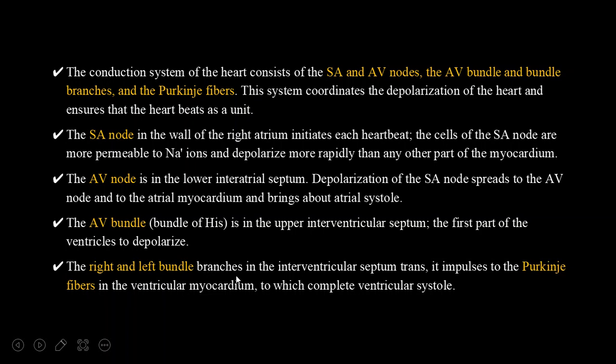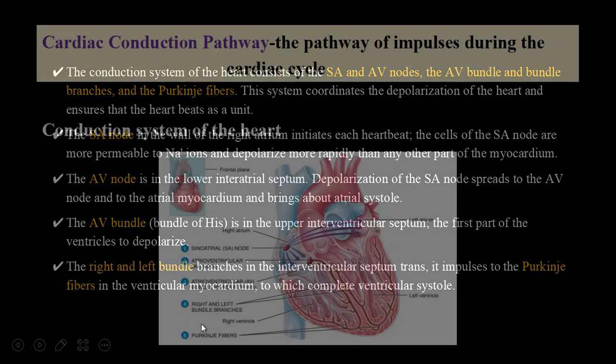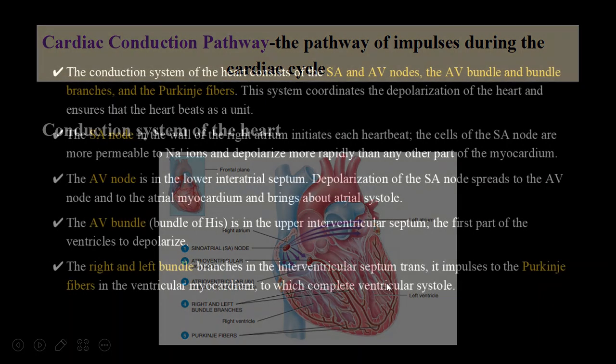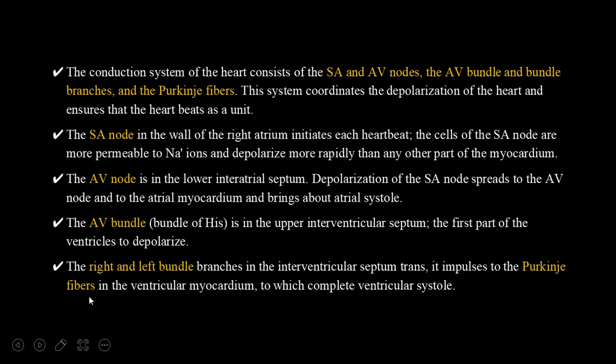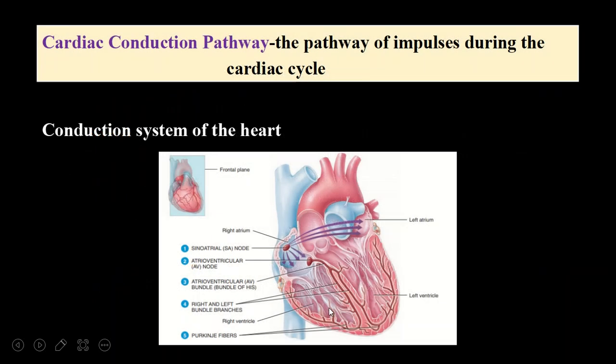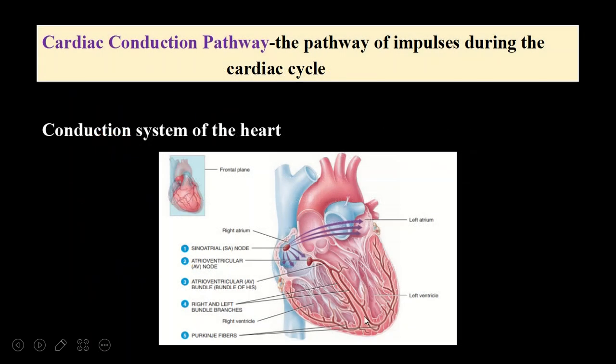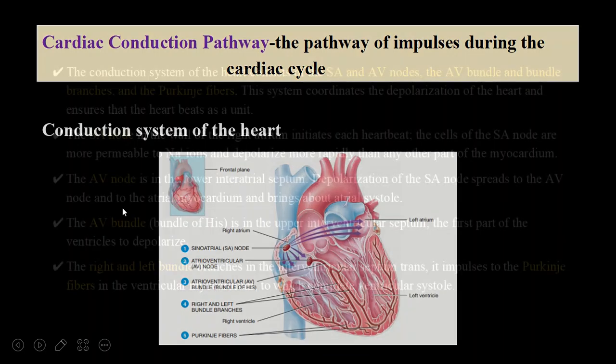The right and left bundle branches in the interventricular septum transmit impulses to the Purkinje fibers in the ventricular myocardium, which completes ventricular systole. This is the Purkinje fiber. The right and left bundle branches give impulses to the Purkinje fibers, which completes the ventricular systole, or the contraction of the ventricles. That is the cardiac conduction pathway.